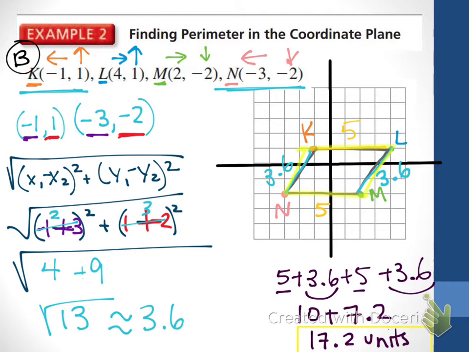Every single time, yes. Because you need to know the difference between perimeter and area. For perimeter, you put units, and for area, you put square units, because you're figuring out how many squares can fit inside of the object.